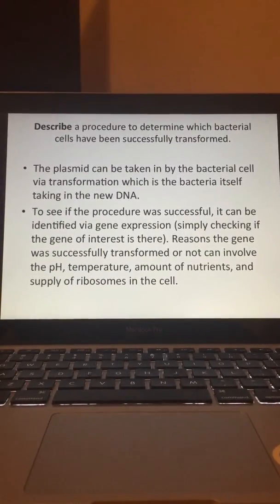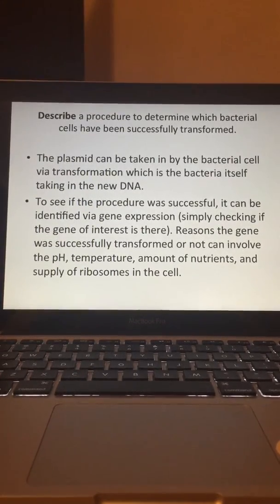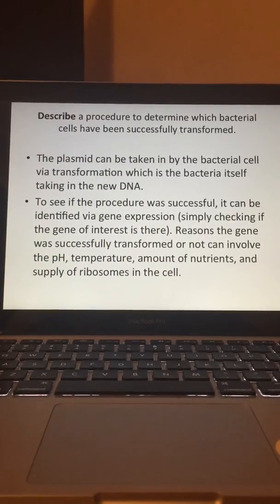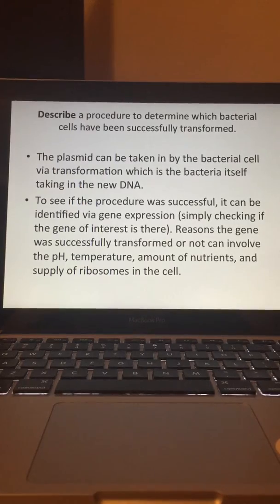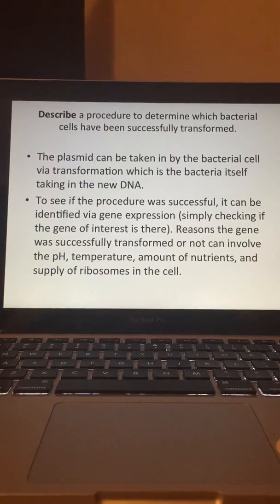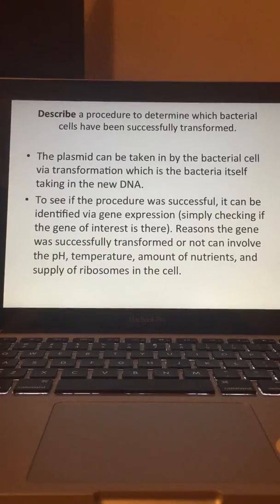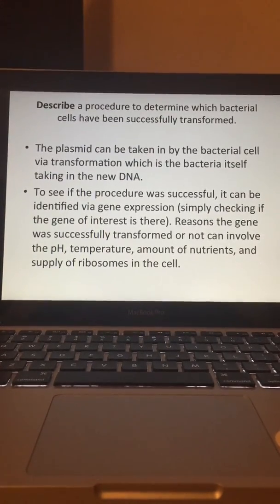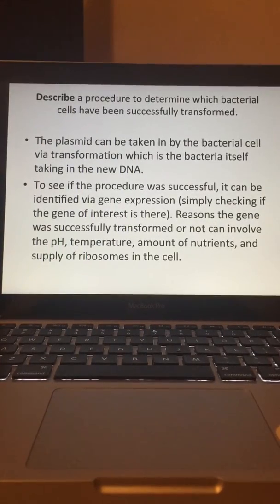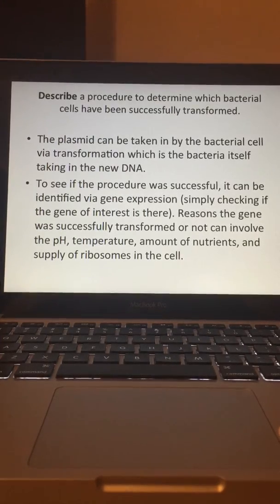So the next part of the question is how to know if you were successful. Once the plasmid is ready, you're going to insert it into the cell, and you can insert it via transformation, which is when the bacteria itself takes up the new DNA. And to see whether or not you're successful in expressing that desired gene, you would look for physical traits, which is basically what gene expression is.